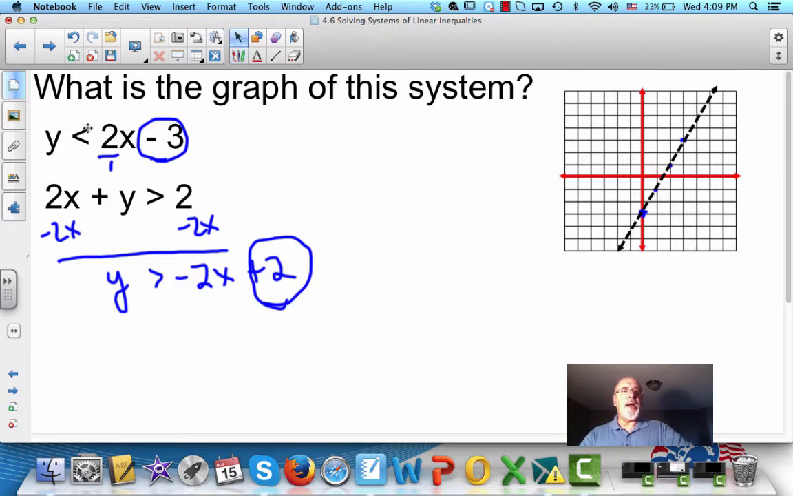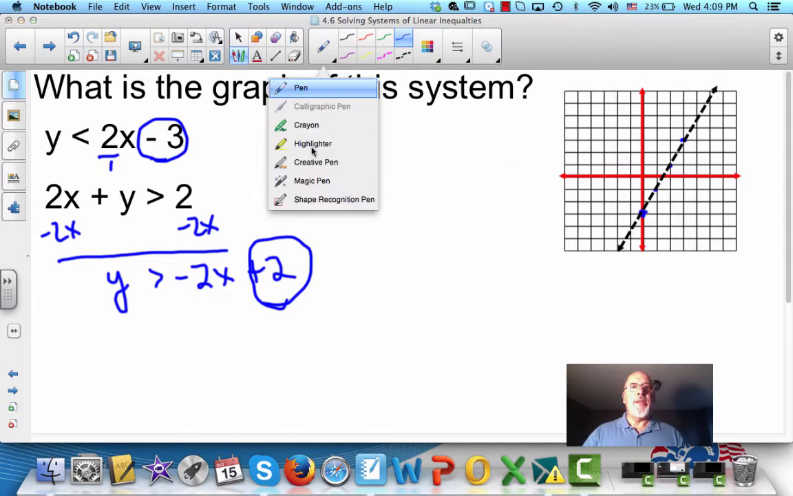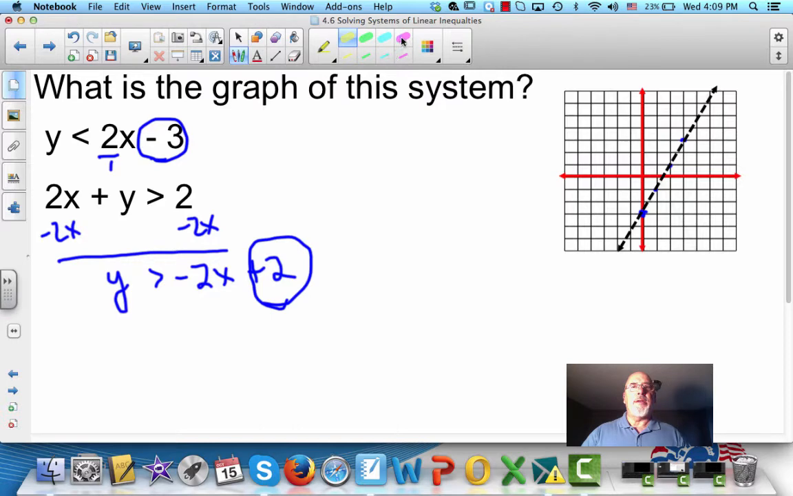So this one says y is less than. When it says less than, do you shade above it or below it? Correct, you shade below it. So let's make this so I can shade, and get a color, purple or pink, whatever that is. We shade below. Okay, so now let's go on to the second one.